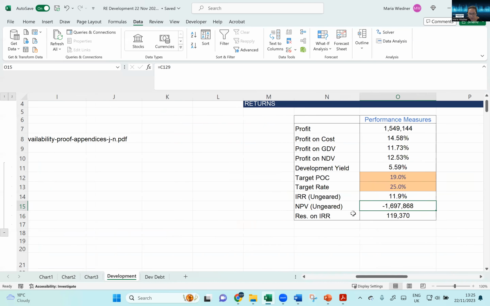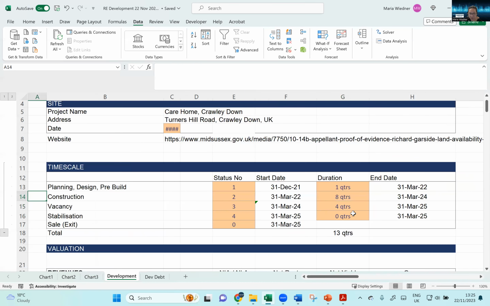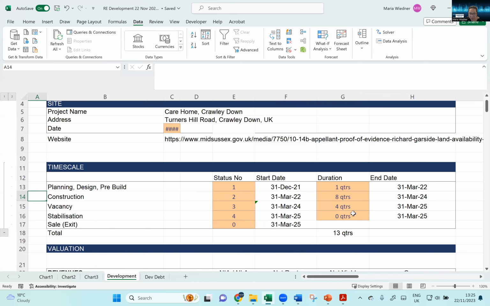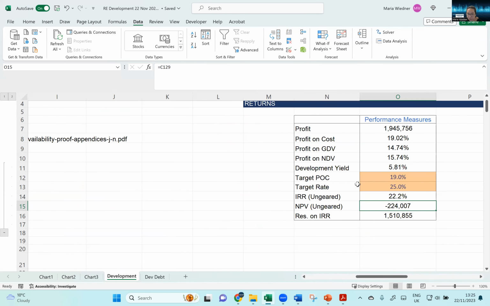So you can see that if you have, for example, 1 year vacancy period or sales period, then what happens here is that your IRR is going to be half of what you had before. So the impact on IRR is pretty big. So you need to be careful there.